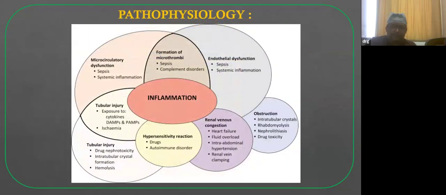So, coming to pathophysiology, it is multifactorial. There are multiple causes which can lead to acute kidney injury. Today we will be discussing trauma and burns among these.